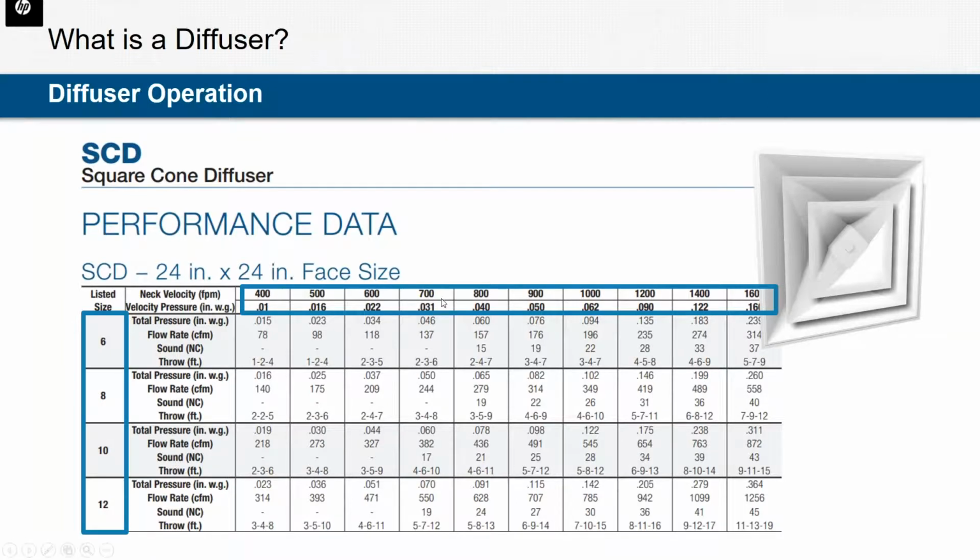As our neck velocity goes up, we will see more airflow, because velocity times area equals CFM, or volumetric flow rate. We will see more noise, because as we have higher velocities in our system, that creates more friction in the air streams and will create more noise. And we will typically see more throw distance as well. That makes sense, because higher velocity at the diffuser results in a higher velocity air jet, and the air travels further into the room.